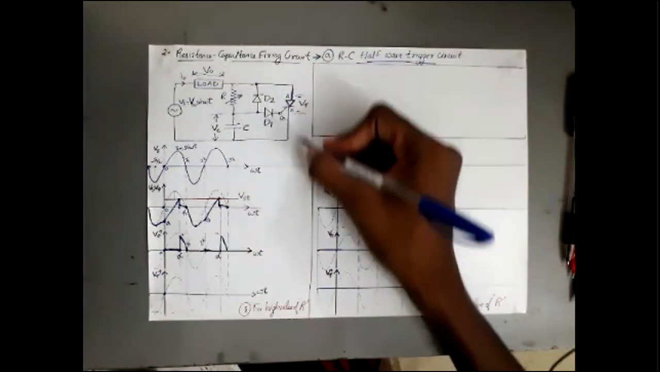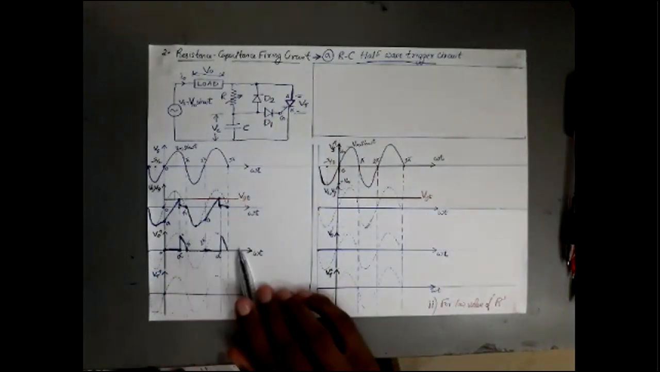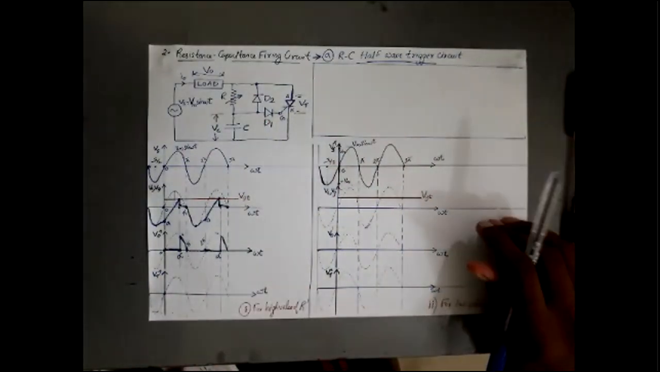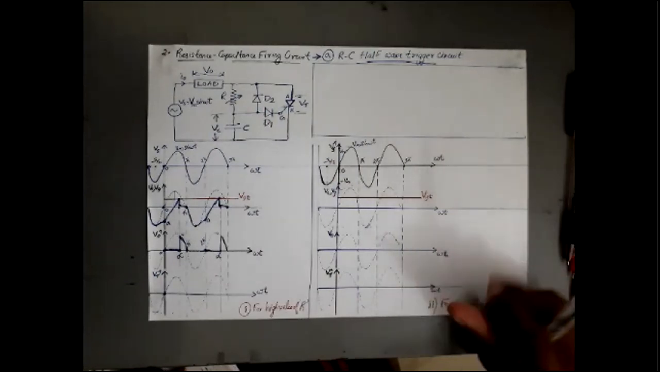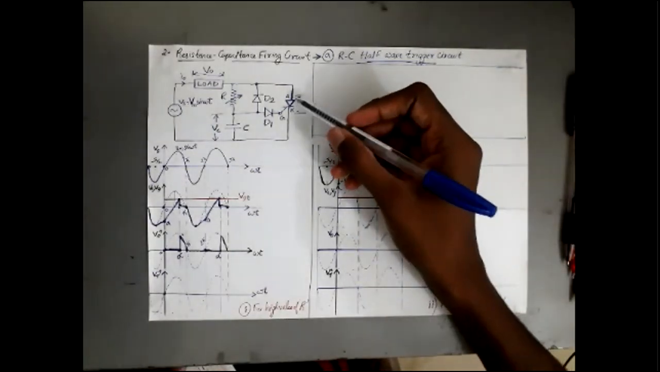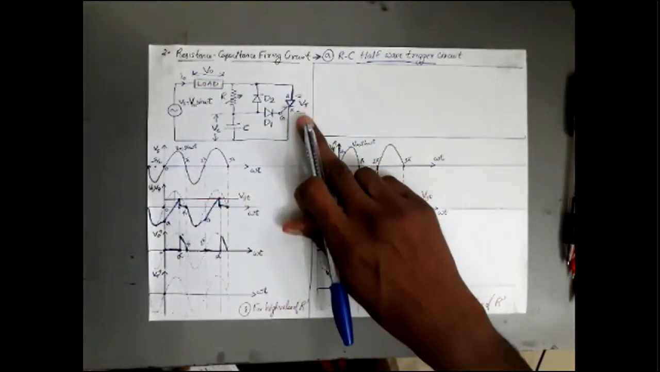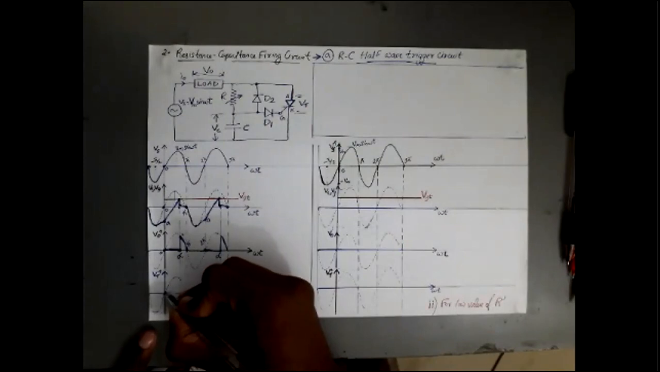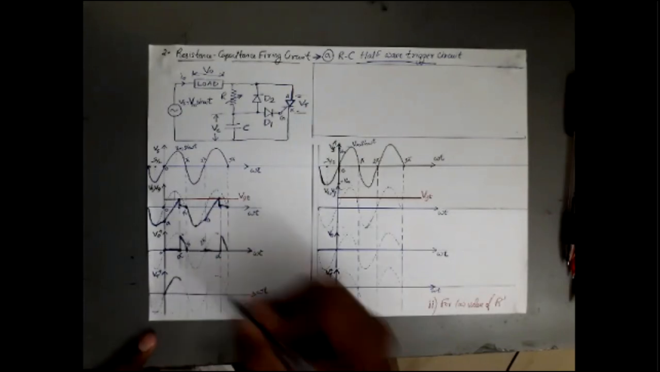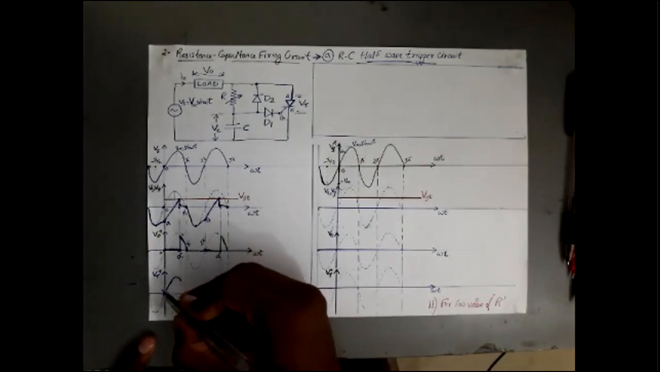Then when SCR is turned on, my entire Vs will appear across my load, so that V naught graph is clear for you. Now what about voltage across my thyristor? As we know, initially during forward blocking mode, when it is not under conduction, whatever be the applied voltage, that will come across my thyristor. So until it is triggered at omega t is equal to alpha, my thyristor voltage will take the path of Vs, that is Vt will be equal to Vs.